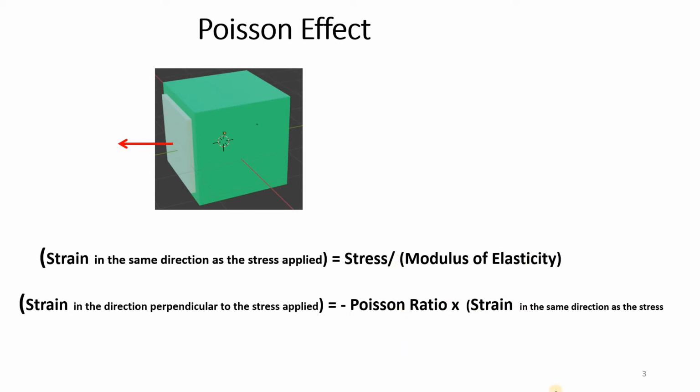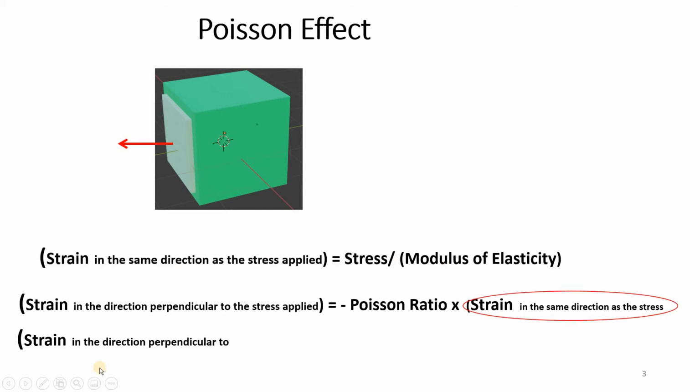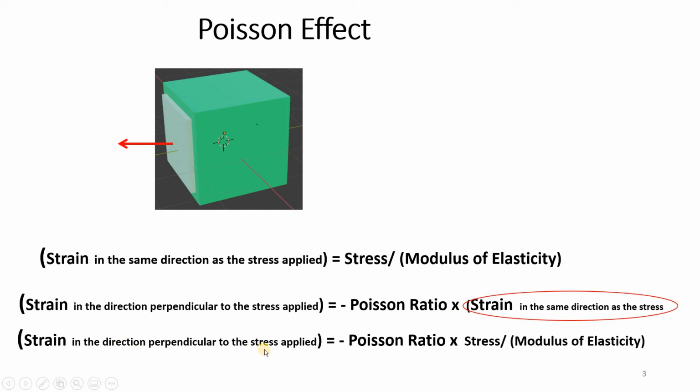Now strain in the same direction as the stress applied, this term we can replace by using this equation. So we can make some substitution and write this second equation as strain in the direction perpendicular to the stress applied equal to minus Poisson ratio times stress over modulus of elasticity. We have just put the value of strain in the same direction as the stress applied from this equation. So this third equation and this first equation are enough to get strain in the same direction as the stress applied and the strain in the perpendicular direction. These first and third equations are going to be the base of what we're going to discuss in the next slide.